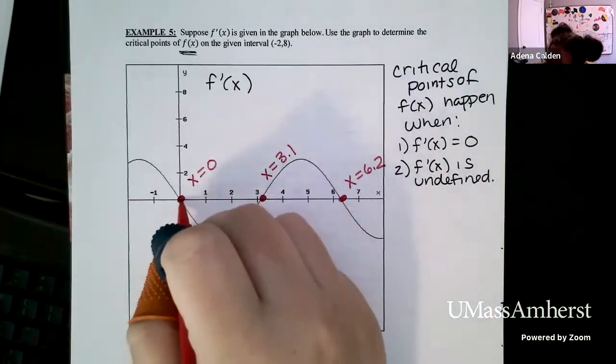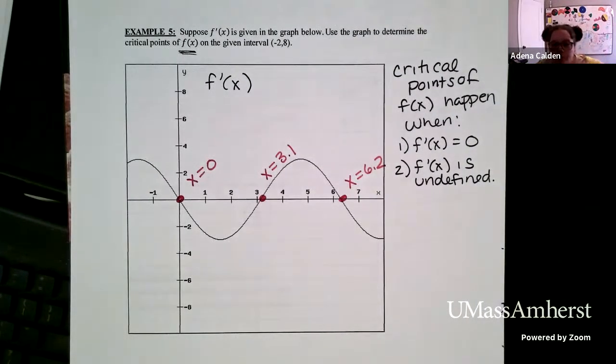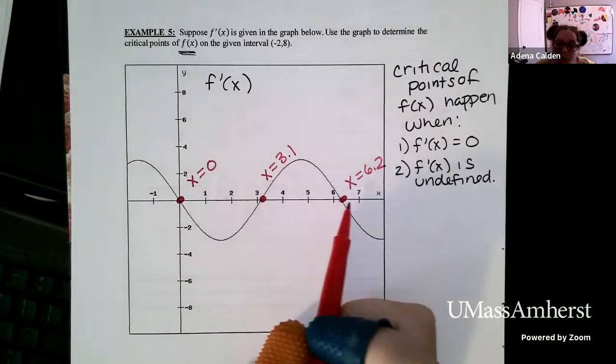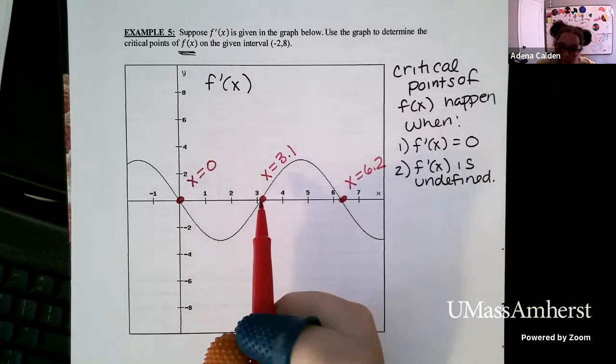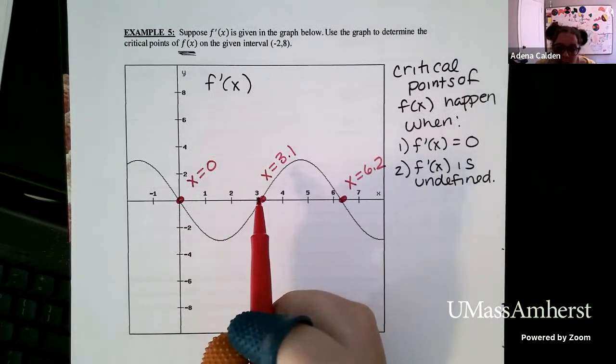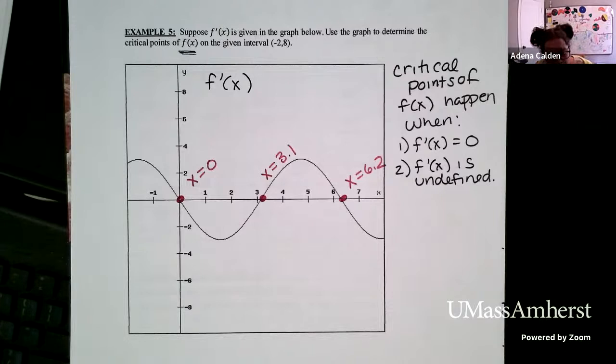But the idea here is that we recognize that in order for the first derivative to equal 0, we are considering where we cross through the x-axis. That's where f prime equals 0, okay? And that's where we have critical points for the original function. So that's how we would analyze that type of graph to give us information about the original function, okay?